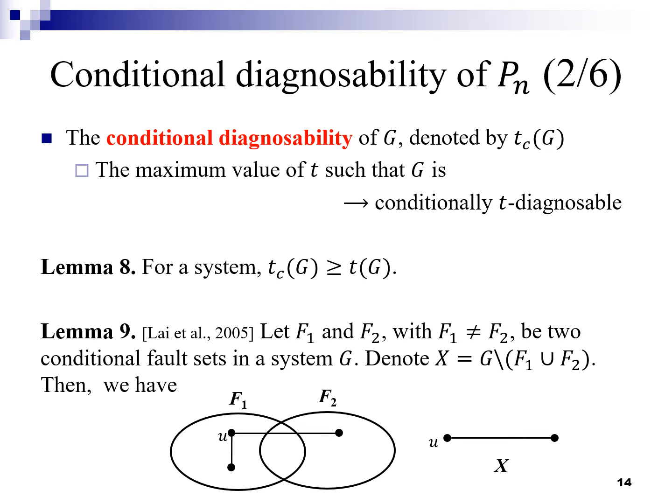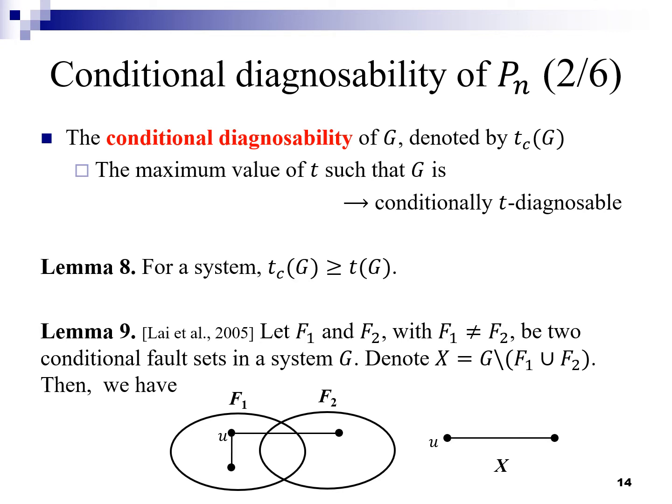In lemma 9, which was developed by Lai and others in 2005, which states that consider two fault sets F1 and F2, and F1 is not equal to F2, between two conditional fault sets in the system G. Denote S to be G divide F1 union F2. Then we have the following two observations.